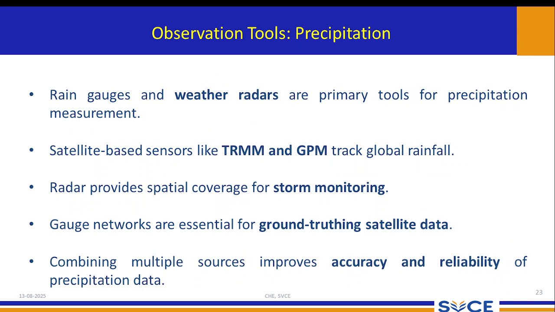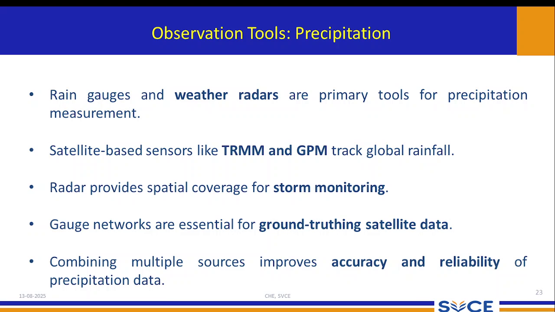Okay, rain gauges and weather radars are primarily tools for precipitation measurement. Okay, weather radars will be there. So how much is the rainfall? Satellite-based sensors like TRMM and GPM track global rainfall. Just go and see, because a lot of sensors are available to predict. Satellite-based sensors like this one will help you to track the global rainfall.